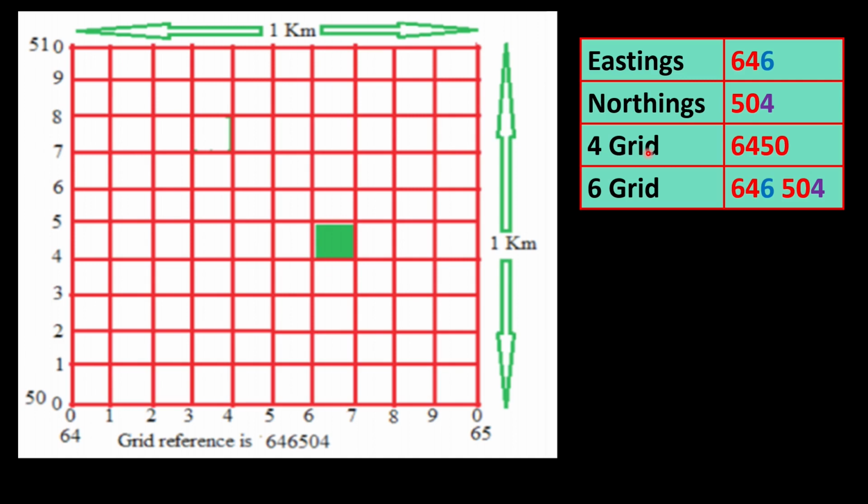Now let us see how much is the 6-figure grid reference. 646504. So the total 6-figure grid reference is coming 646504. 1, 2, 3, 4, 5, 6. 6 digits.